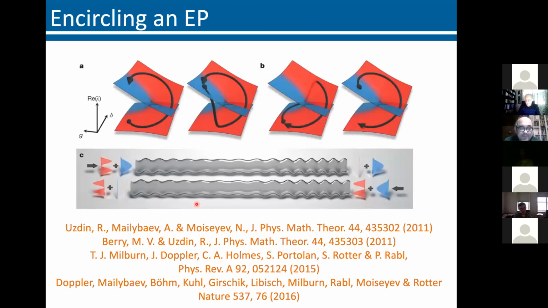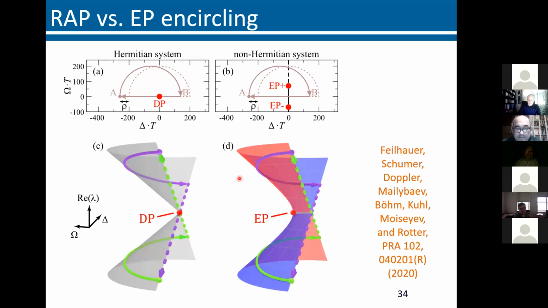Okay, so maybe just very briefly, we also have a recent work on encircling exceptional points, a work that we did with Nimrod Moiseyev and Alexei Malibayev. And you may know about this work with the waveguides. We could recently show that encircling of an exceptional point is equivalent to the concept of rapid adiabatic passage just by adding a non-Hermitian component to it. So if you have a RAP protocol that leads you through a diabolic point and you add gain and loss to it, then the diabolic point splits up into two exceptional points and then everything stays the same, only that you encircle an exceptional point.